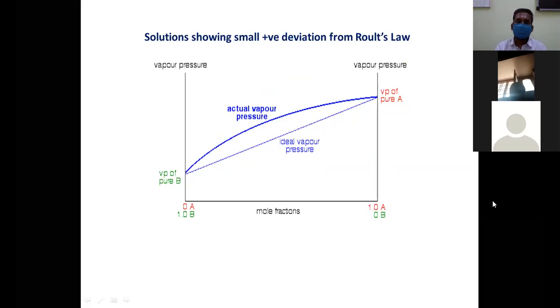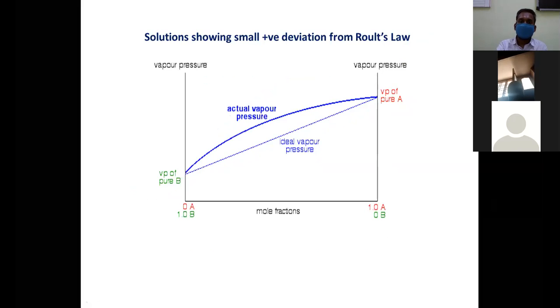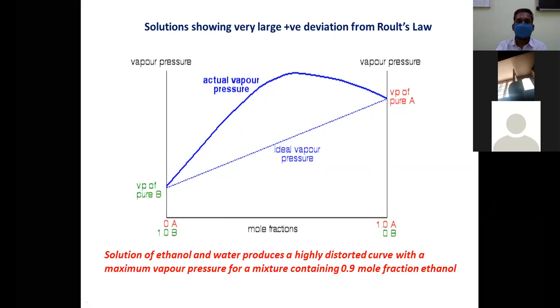This is what I was talking about. Small positive deviation from Raoult's law. Look at the curve here. Very large deviation from Raoult's law. What are the examples of this kind? Very large deviation from Raoult's law: ethanol water mixture.